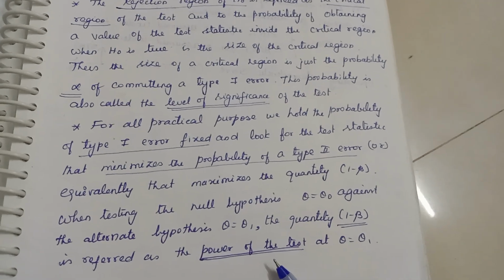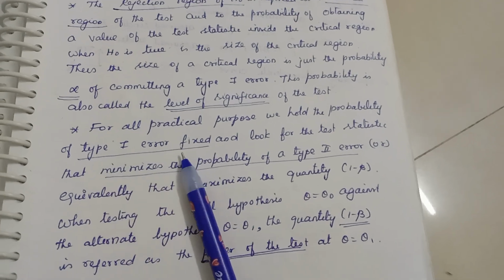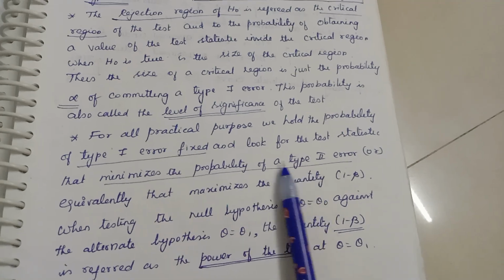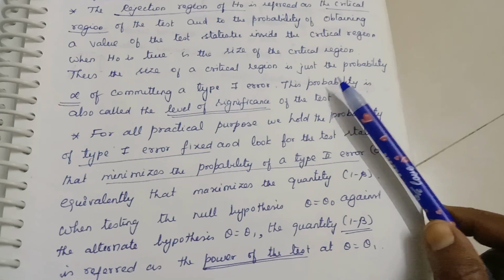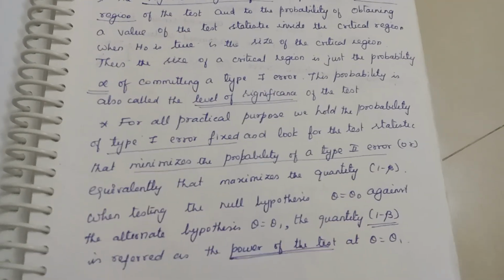How do we obtain this power of the test? For obtaining this, we have to keep the type 1 error fixed and look for the test statistic that minimizes the type 2 error. Type 2 error is beta, so we try to minimize beta. Then 1 minus beta is called the power of the test.